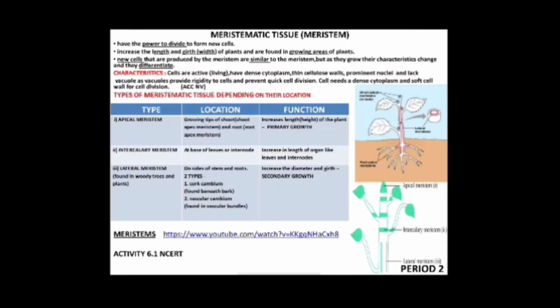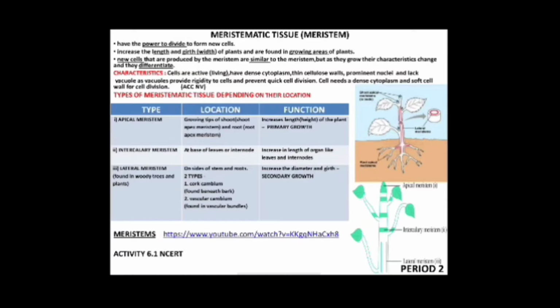So the characteristics of the cells of this tissue are: cells are active, that is living, have dense cytoplasm, thin cellulose walls, prominent nuclei, and lack vacuoles, as vacuoles provide rigidity to cells and prevent quick cell division. Cells need a dense cytoplasm and soft cell wall for cell division. So there are three types of meristematic tissues: apical, intercalary, and lateral.